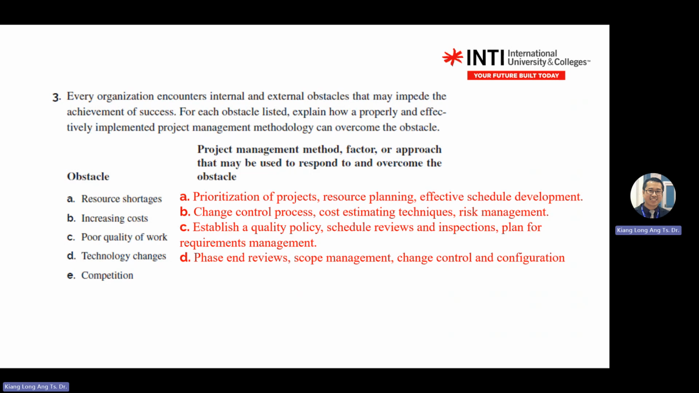Competition. Again, competition is an external issue. Those who come late, be careful when you solve problems in this module. If the question asks you about an internal issue, you don't go and explain customer things. When I read your answer, if I ask about internal and you answer external, I know I don't need to read further. Okay, for competition, you increase the quality, do cost-effective planning, trade-off analysis.